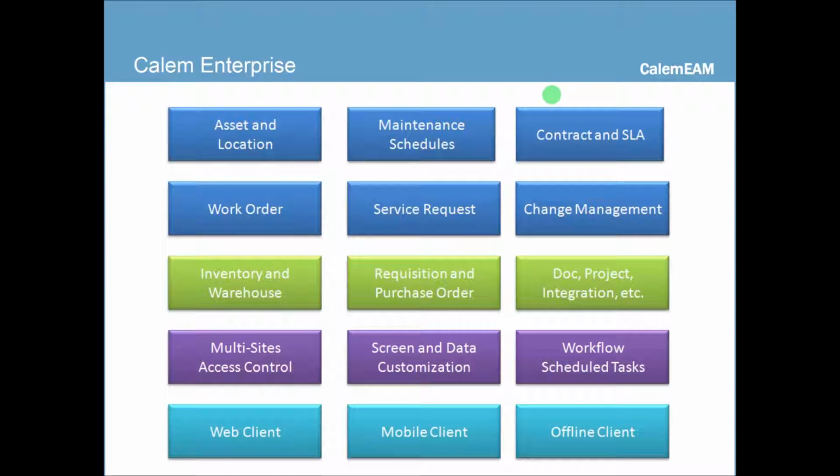Calem Enterprise is a full-featured CMMS solution. It includes the maintenance functions: asset location, schedules, work orders, service request and change management, inventory and supporting modules, system functions including multi-site access control, data and screen customization, and workflows. It also includes client functions including web client, mobile client, and offline client.